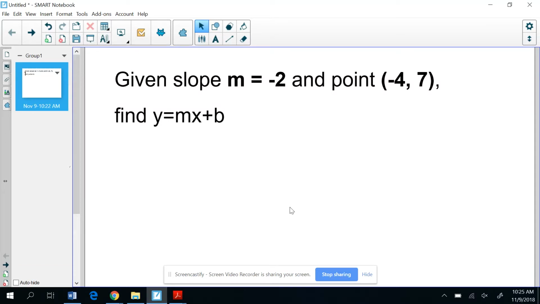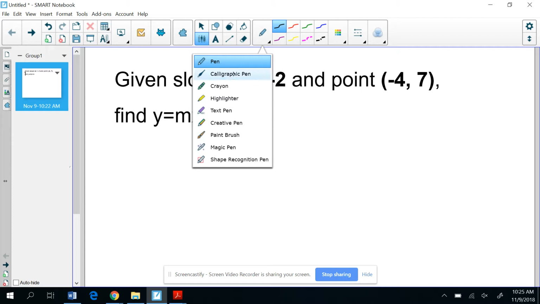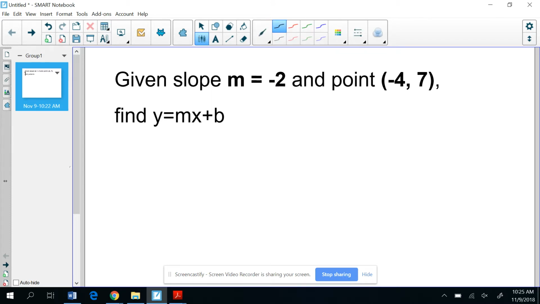Okay, we're going to do a mini lesson on finding y equals mx plus b given a slope and a point. This is something that we've been working on in class, and we're going to show it right here, a couple of different examples. Now, if you can take a slope and a point and find y equals mx plus b, then it'll make it a lot easier to graph and a lot easier to use for things like parallel and perpendicular lines.